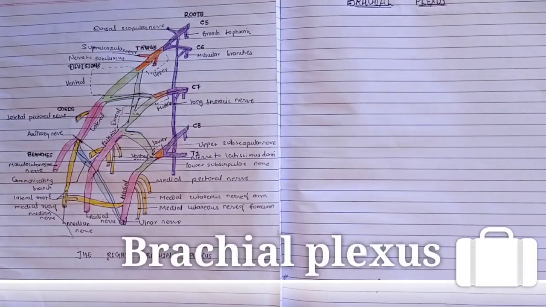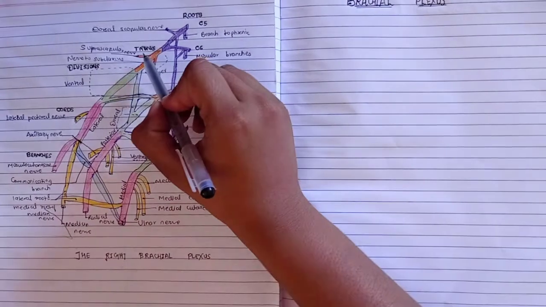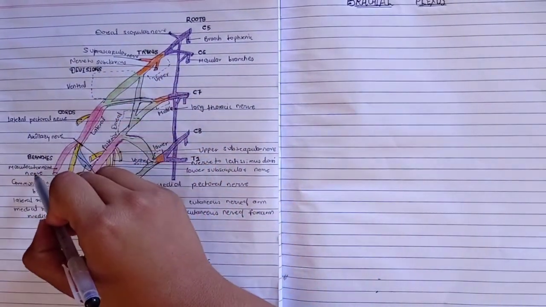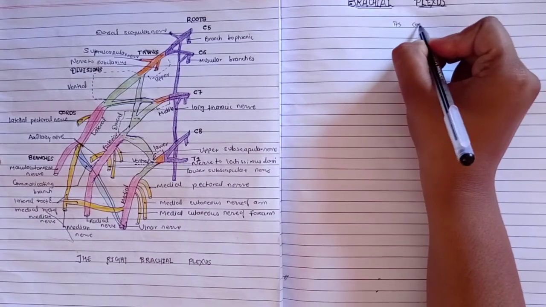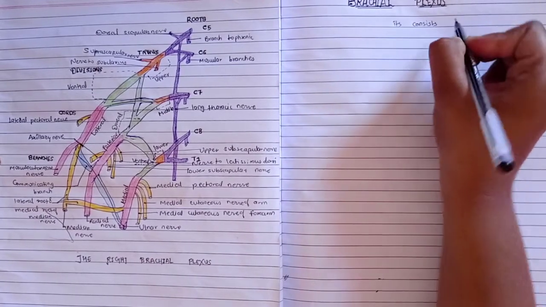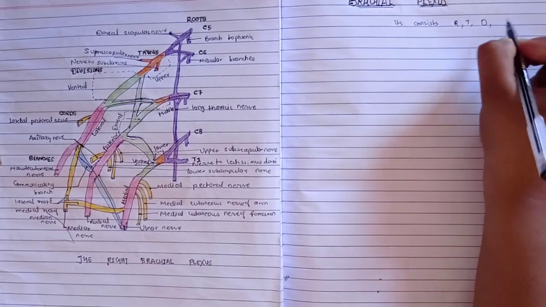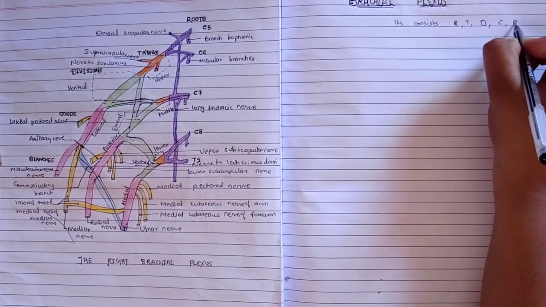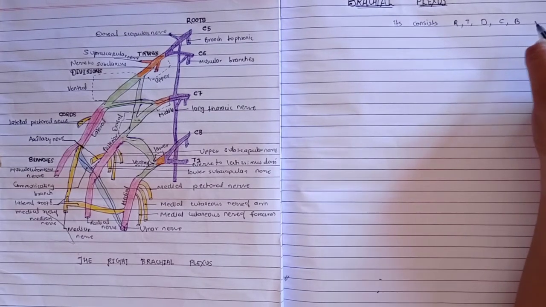Brachial plexus. The plexus consists of roots, trunks, divisions, cords and branches. You can remember it as RTDCB. First of all, we will talk about the roots.